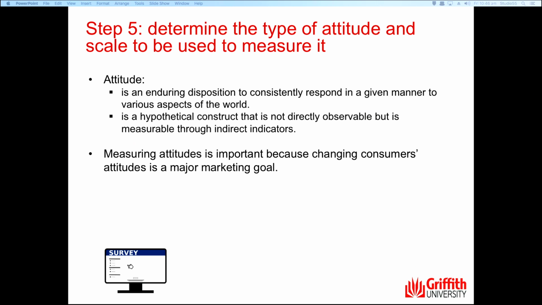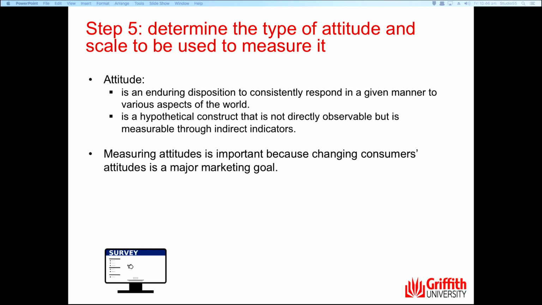Let's say you wanted to measure attitude. Attitude is an enduring disposition to consistently respond in a given manner to various aspects of the world. It's a hypothetical construct that is not directly observable, but is measurable through indirect indicators. If somebody asks you, what is your attitude toward global warming? What is your attitude toward poverty? What is your attitude toward Apple Watch, for example? It might not be exactly related to behavior, but at least you can get a sense of your attitude toward a particular concept.